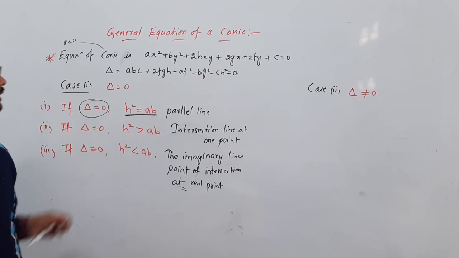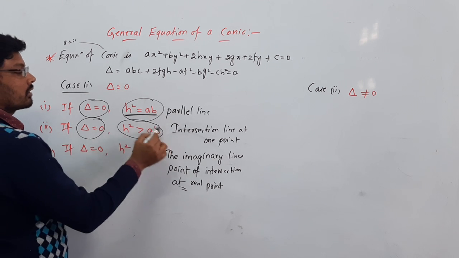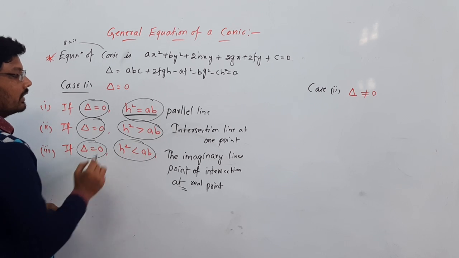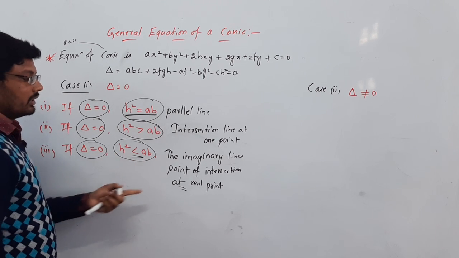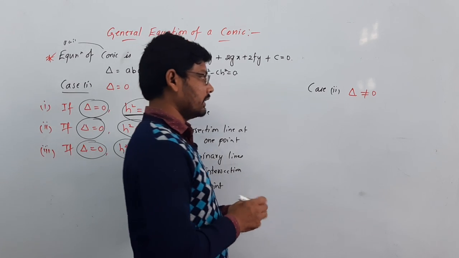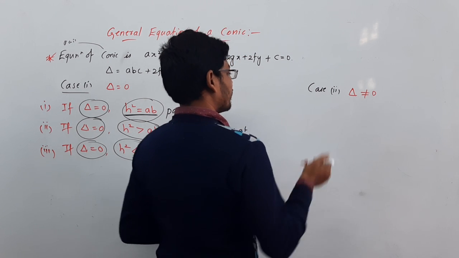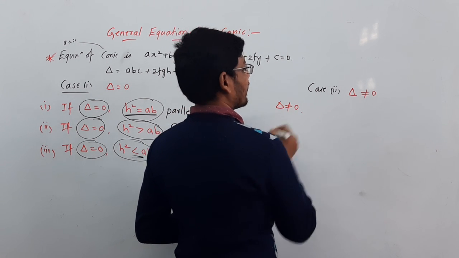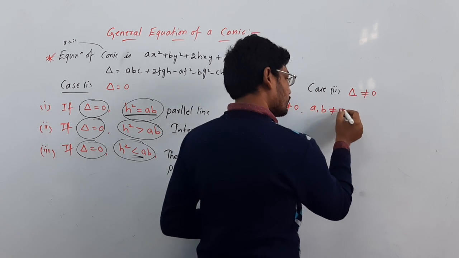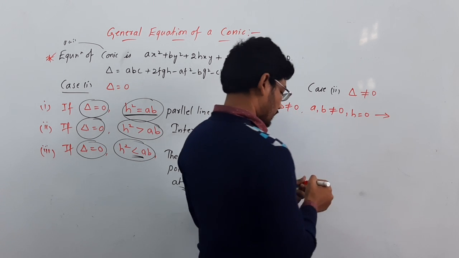If delta is equal to 0, this is the condition for parallel lines. If delta is equal to 0 and h square greater than ab, this is the intersection of lines. If delta is equal to 0 and h square less than ab, this is the condition for imaginary lines intersecting at a real point. And the next one is the most important for conic section: delta not equal to 0, a and b values also not equal to 0, and h value is equal to 0, then the figure is said to be a circle.